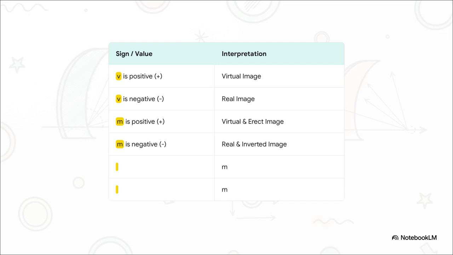It's that simple. If magnification m is positive, the image is virtual and erect. If m is negative, it's real and inverted. And if the value of m is greater than 1, it's enlarged. If it's less than 1, it's diminished. If you truly understand these rules, you can perfectly describe any image.